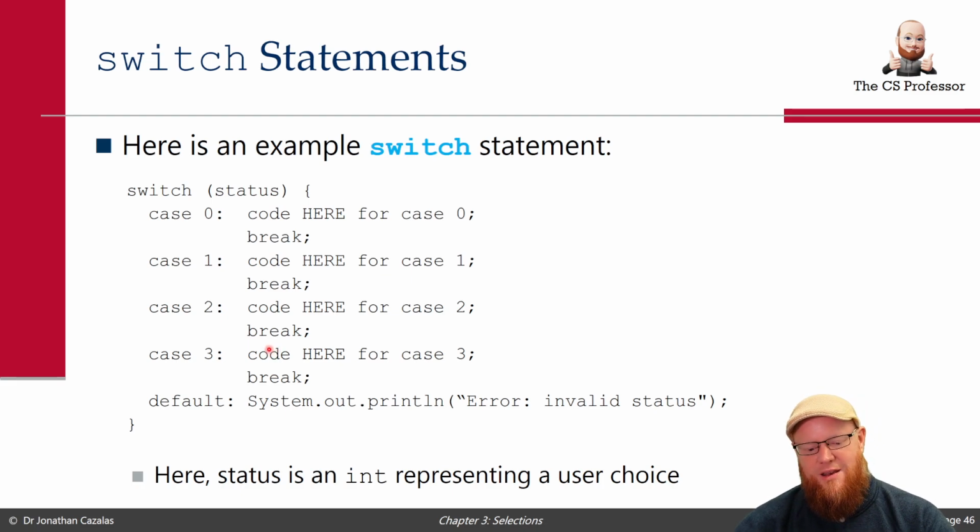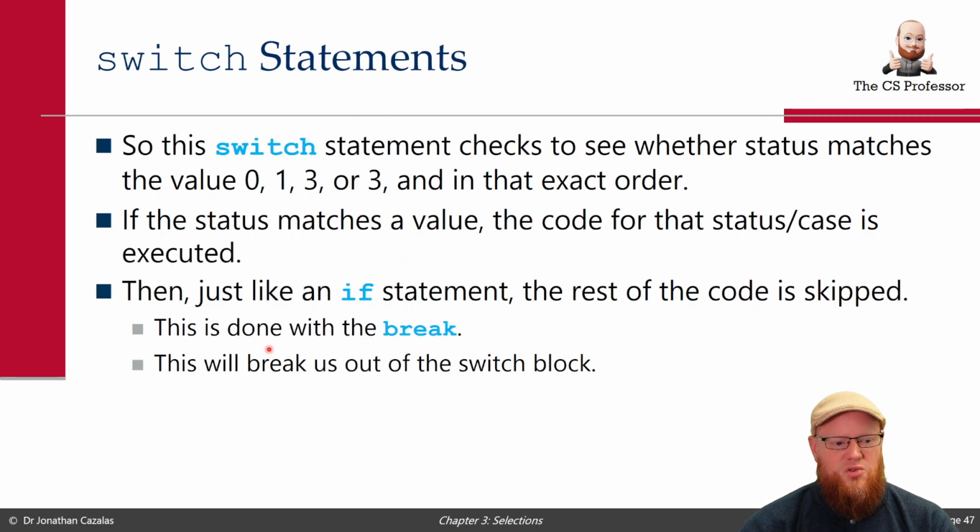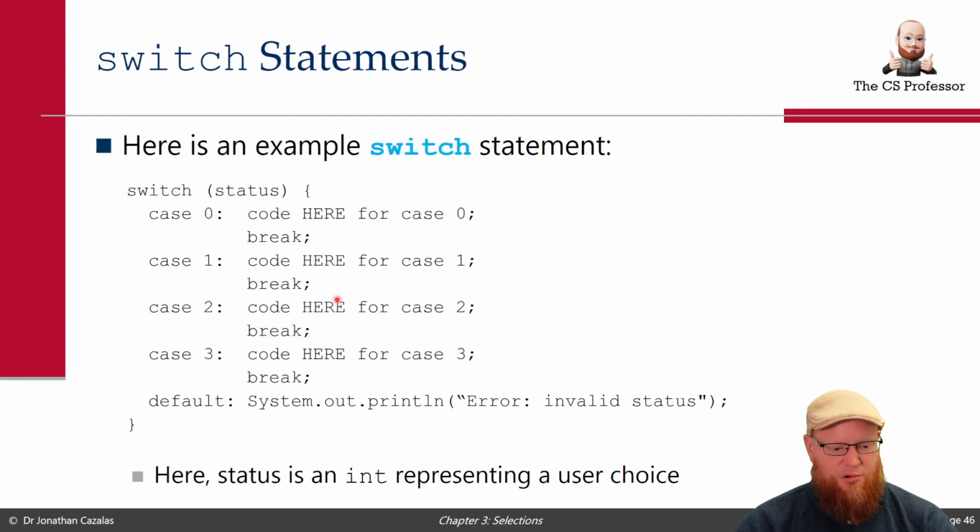So status, I said here, is just an integer representing some user's choice. So this switch statement checks to see whether status matches this value, 0, 1, 2, or 3 in that exact order. This should be a 2 here. If the status matches the value, the code for that particular case is executed. Then, just like a regular if statement, we want to skip all of the rest of the code, and that's what we do with that break statement that you see after each one.